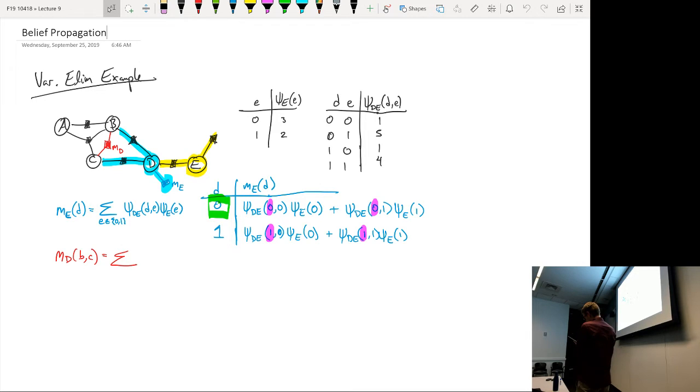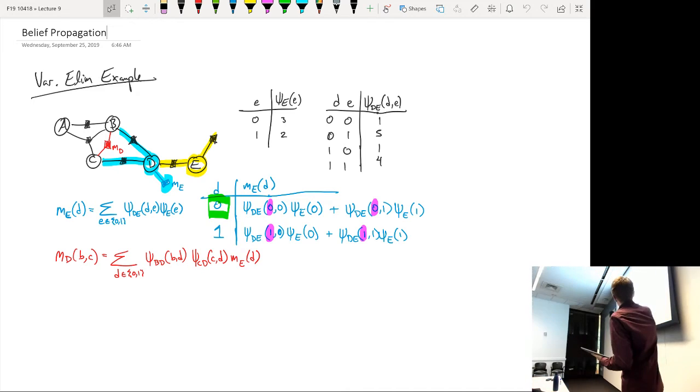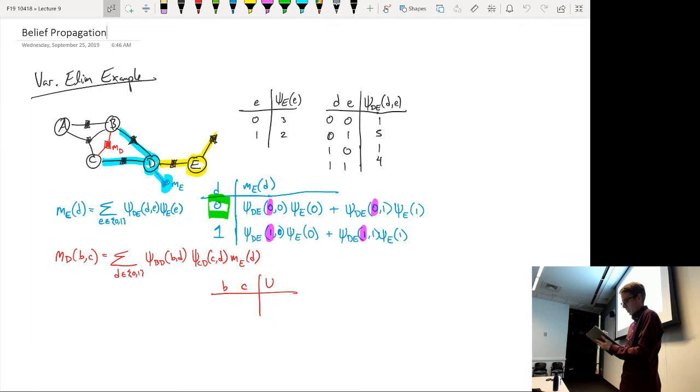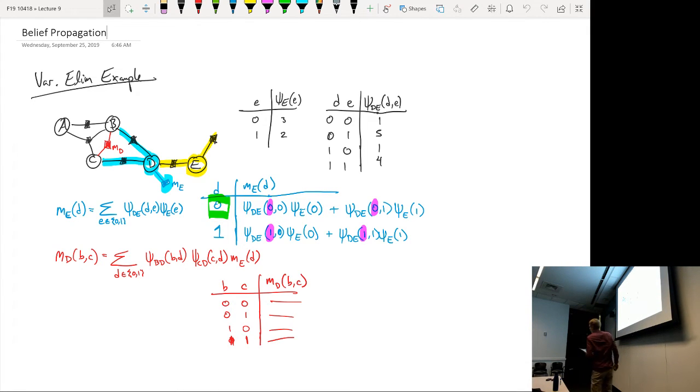So psi BD and psi CD, and also the new factor m_E. You can see that we don't have any unbound variables here, right? The value of D is given by marginalization, and the values of B and C are given by their entries in the tables. We won't do that right now, but you could imagine stepping through, as a nice little exercise, filling in the actual table corresponding to this new factor, m_D of B, C, for the different possible values of B and C. And it would look kind of similar to what we were doing with the m_E factor.